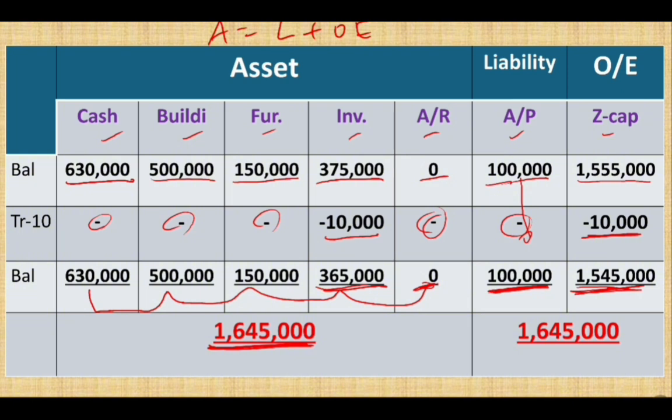So the total balance of the assets after transaction 10 is cash plus building plus furniture plus inventory plus account receivable. That has a value of 1,645,000, whereas the total liability plus owner equity is the sum of these two, which gives us 1,645,000, and they are balanced.